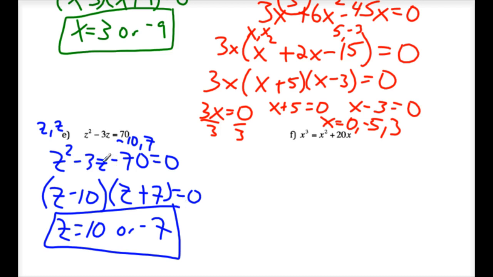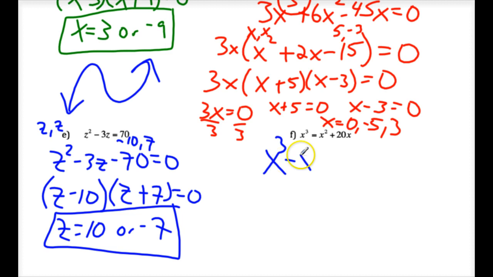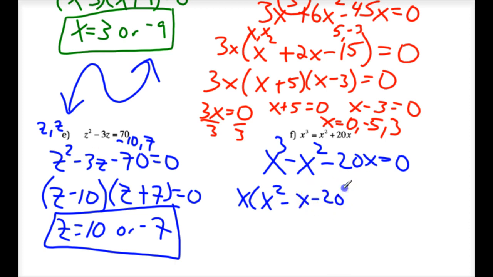The next one is a cubic. On F: x cubed minus x squared minus 20x equals 0. Let's see, factor out an x first. That's the only GCF. x squared minus x minus 20 equals 0.